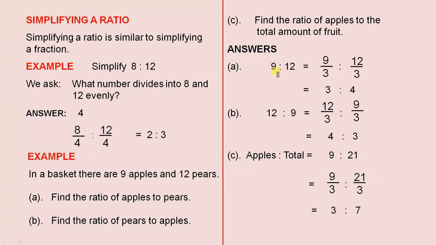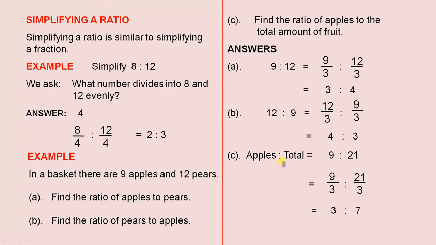So the ratio of apples to pears is 9:12. Divide each of those by 3 to give us 3:4 in simplest form. The ratio of pears to apples is 12:9. Divide each of those by 3 to give us 4:3 in simplest form.